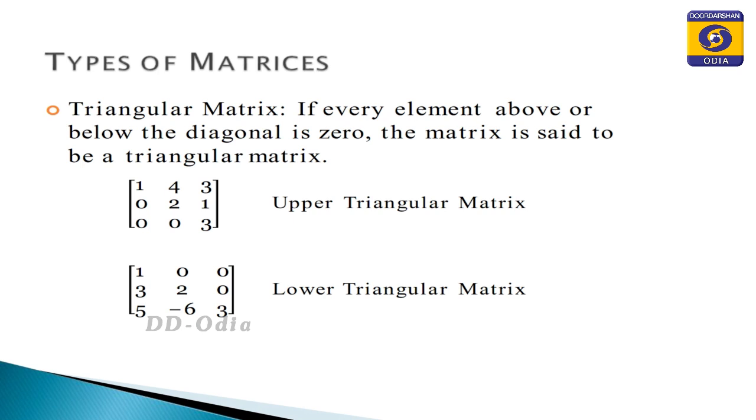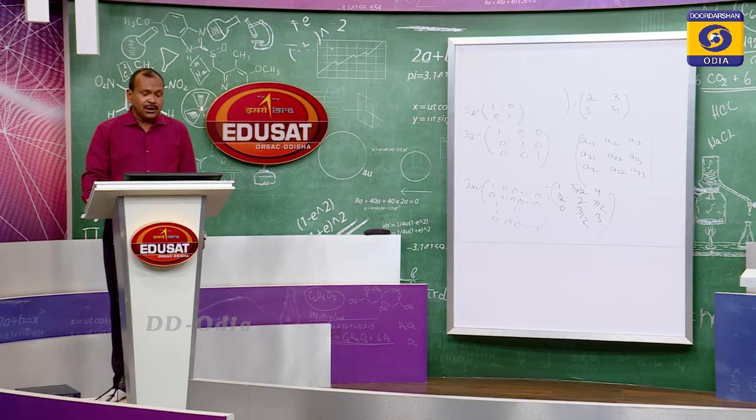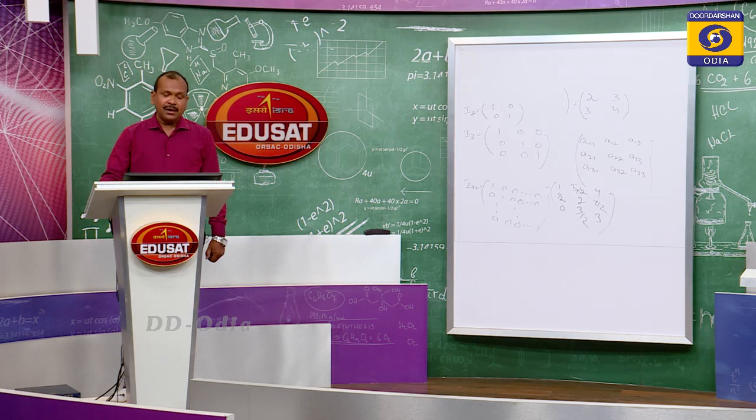Similarly, in a square matrix, if the leading diagonal elements and the elements below the leading diagonal are non-zero and other elements are 0, it is known as a lower triangular matrix. This is the example of an upper triangular matrix and this is the example of a lower triangular matrix. Next is, what is a strictly upper triangular matrix and strictly lower triangular matrix.